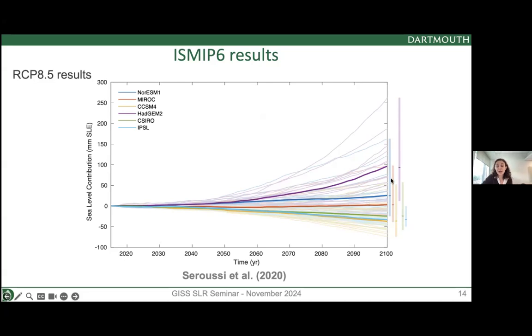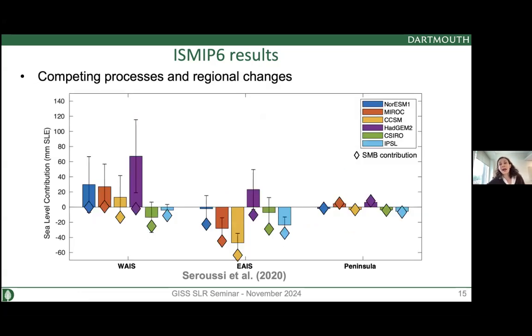We also see that most of the results are kind of closer around 0. So what does it mean? Like nothing's happening? So if we dig a little further into these results, we can see actually that there are a lot of things going on, and we have competing regions and competing processes.